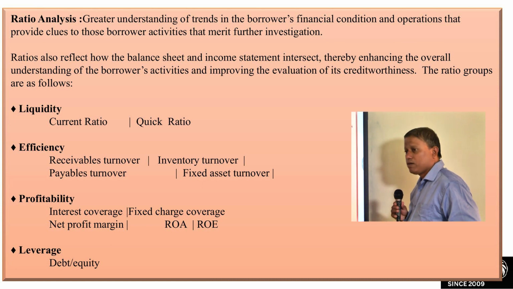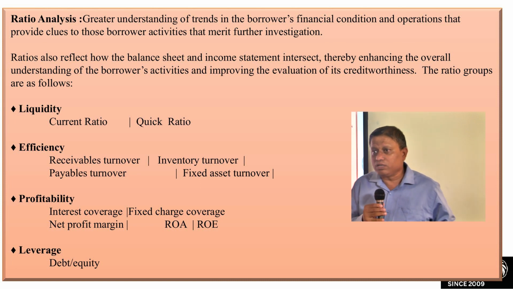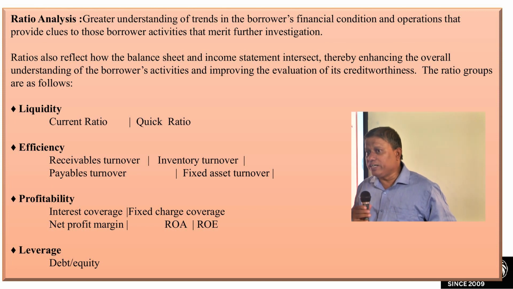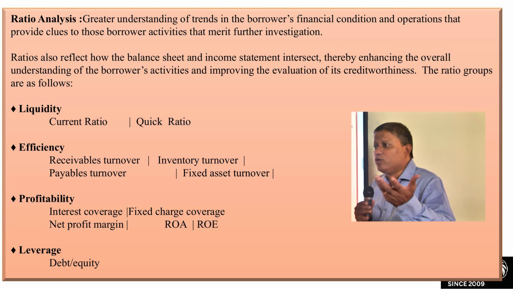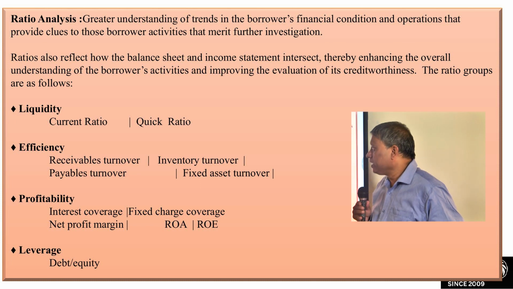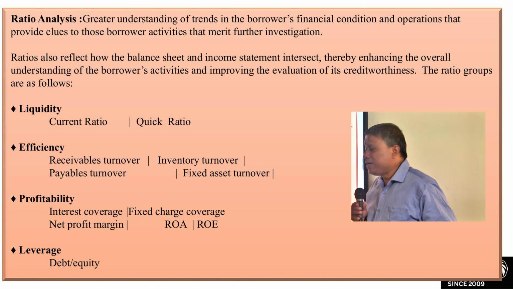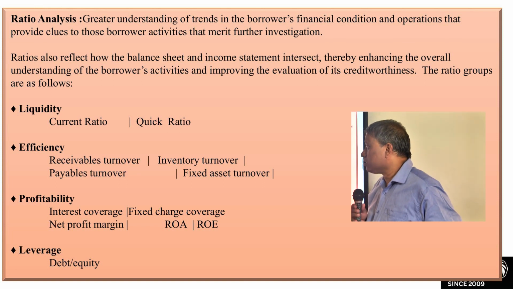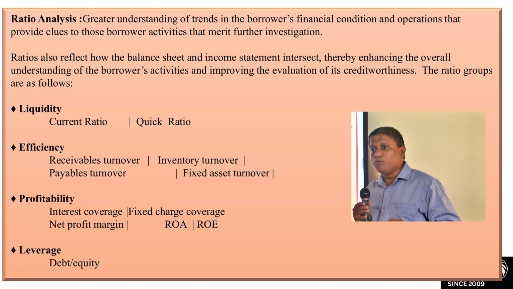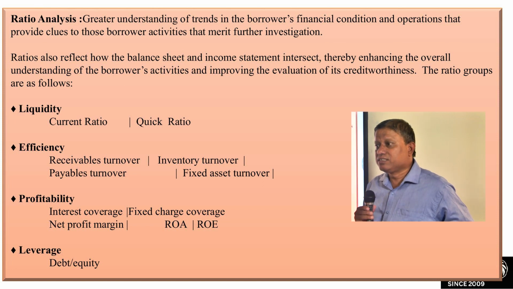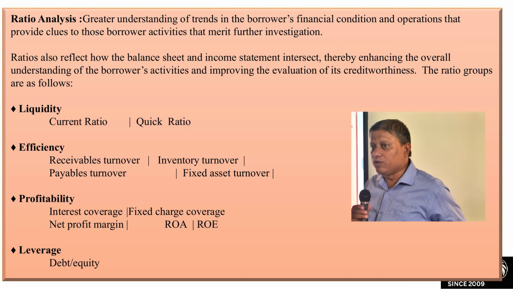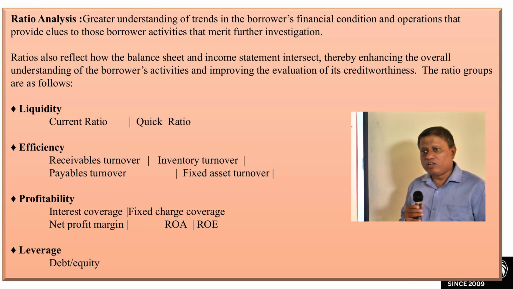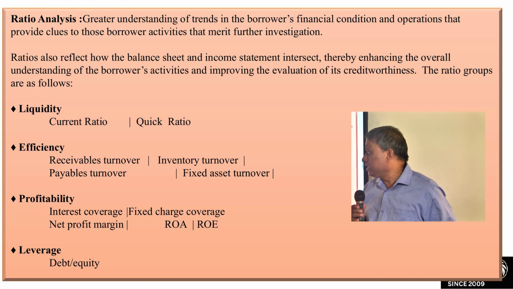Efficiency, how quickly I can turn around my inventory. 3 to 4 times of inventory turnover is an extremely good number. Payable turnover, receivable turnover, how quick your collections are. If receivable turnover and your current ratio are extremely good, you don't have to worry about your credit proposal. It automatically gets through.